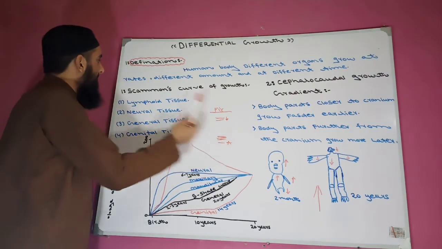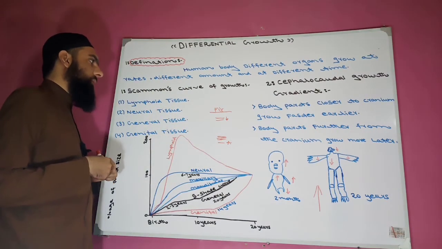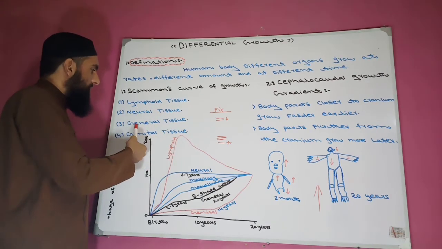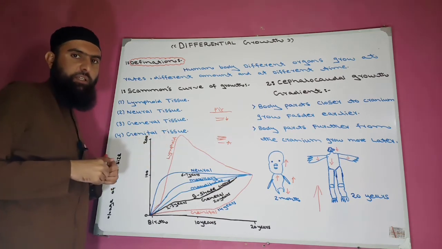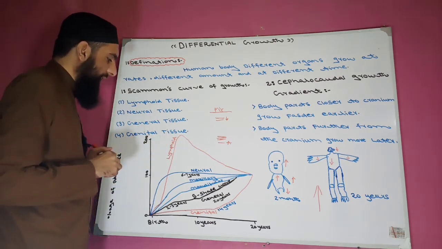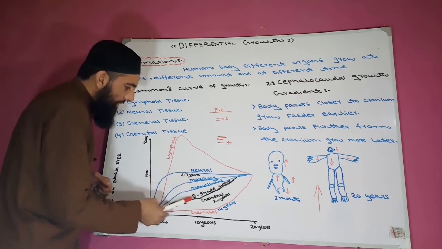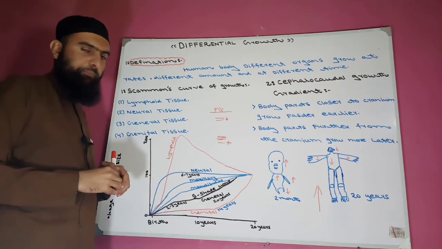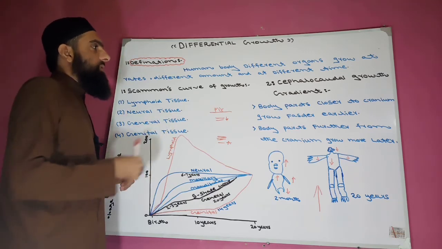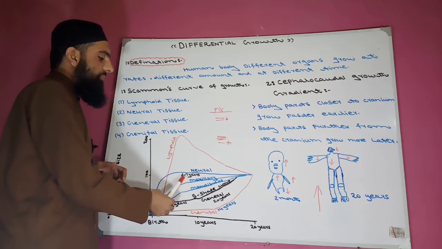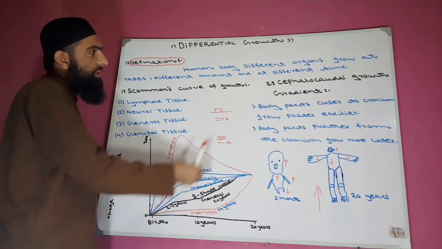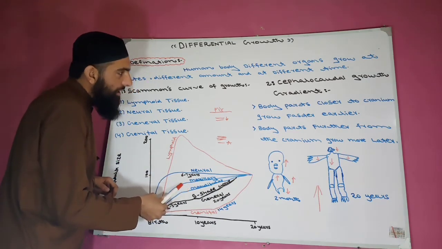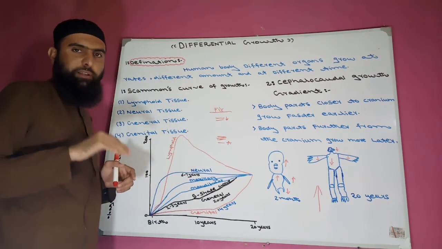Now come again to the Scammon curve of growth. In the Scammon curve of growth, we studied the lymphoid tissue curve, neural tissue, general tissue, and genital tissue. But two curves are remaining in the Scammon curve, which are maxillary growth and mandibular growth. We already stated that we understand the maxillary and mandibular growth curves after studying the cephalocaudal growth gradient, because these two curves are according to the cephalocaudal growth gradient.